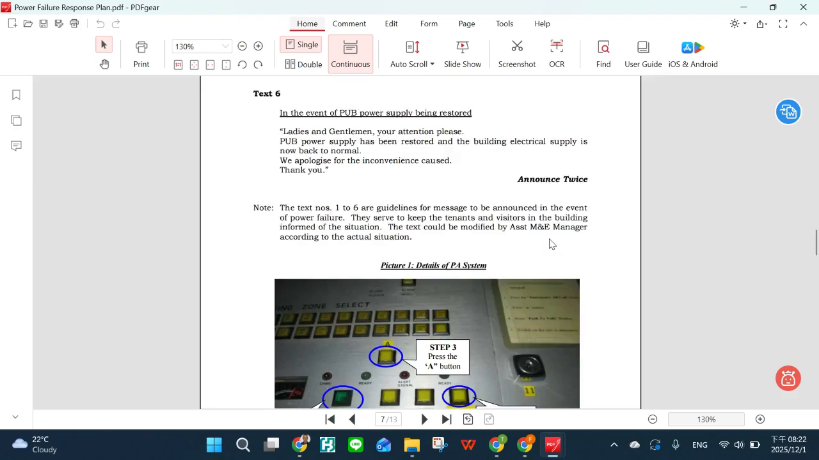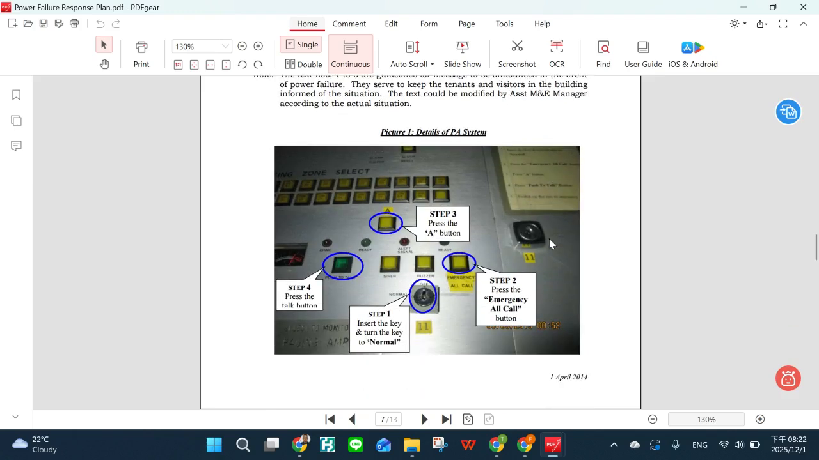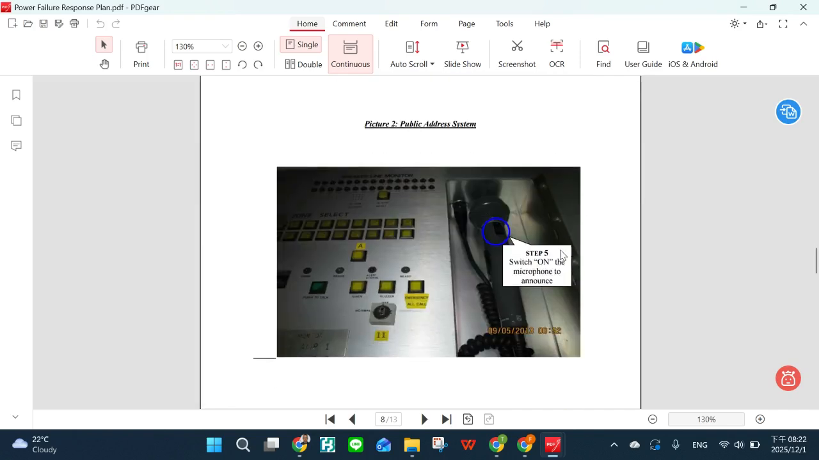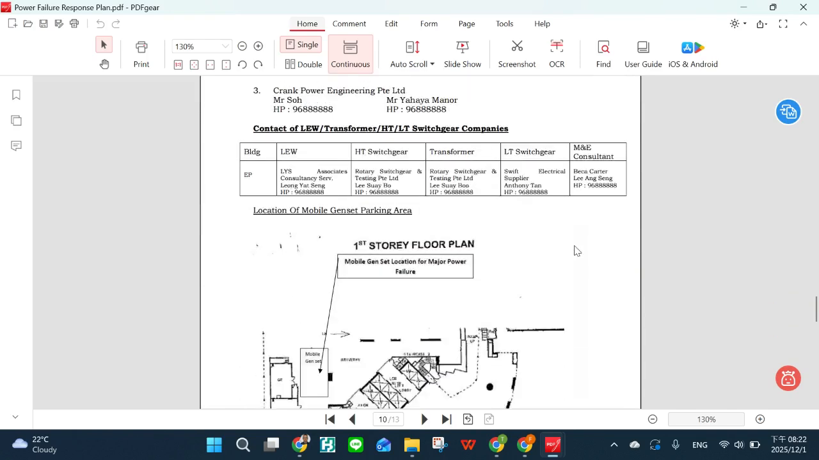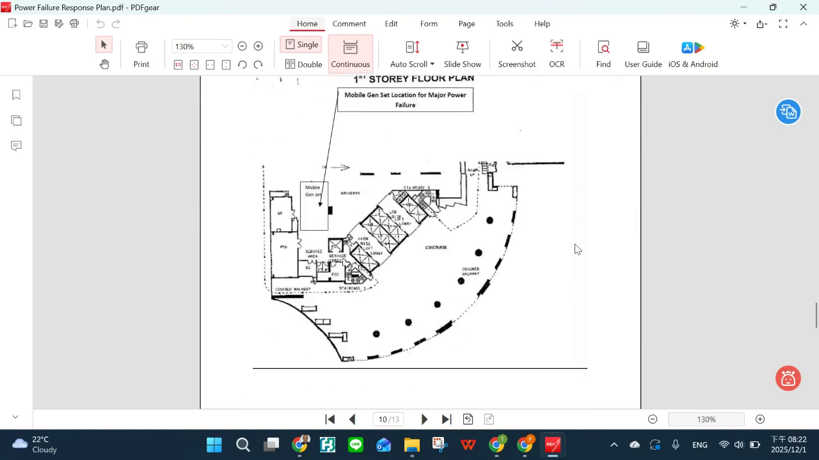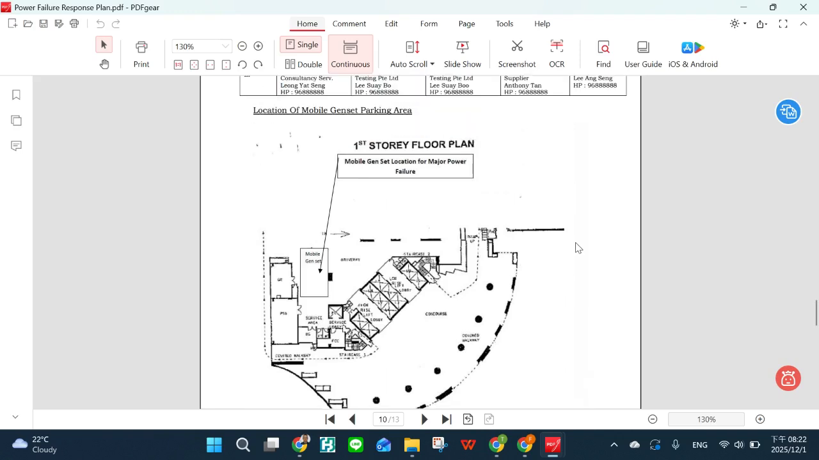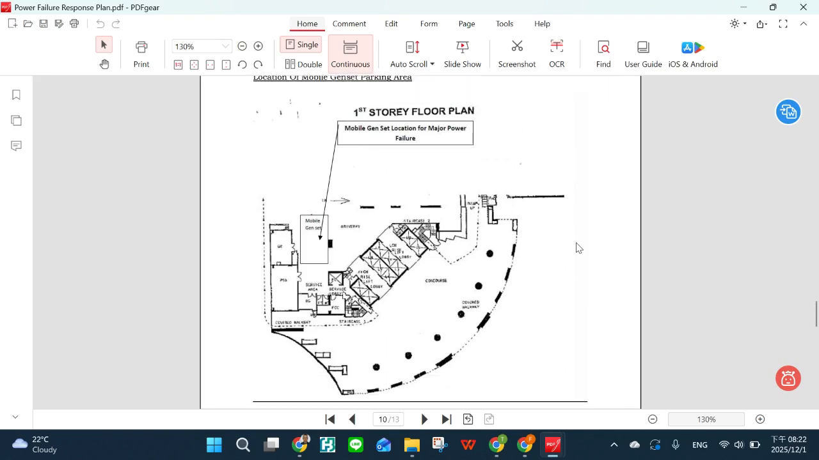How do you use the public announcement system? So we also took a picture, what you press, the procedure, press this button in order to broadcast your message. So this is a very detailed power disruption plan. We also discussed the building that we manage very, very carefully.